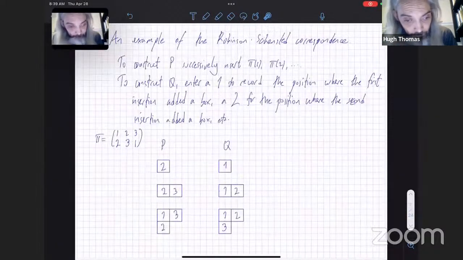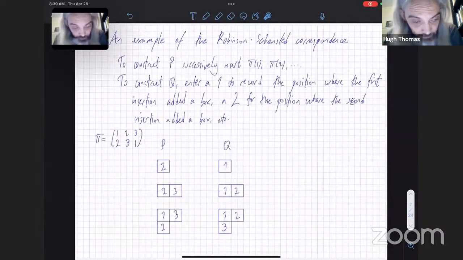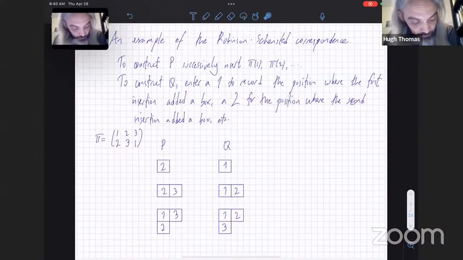Okay. So to just have an example of that. So this was the rules again. So let's say my permutation was 1 goes to 2, 2 goes to 3, 3 goes to 1. So we first insert 2. Then we're going to insert 3. So it winds up there. And then we're going to insert the 1. The 1 bumps out the 2. Then we're going to insert the 2 into the second row. It winds up there. So this is the resulting insertion tableau.